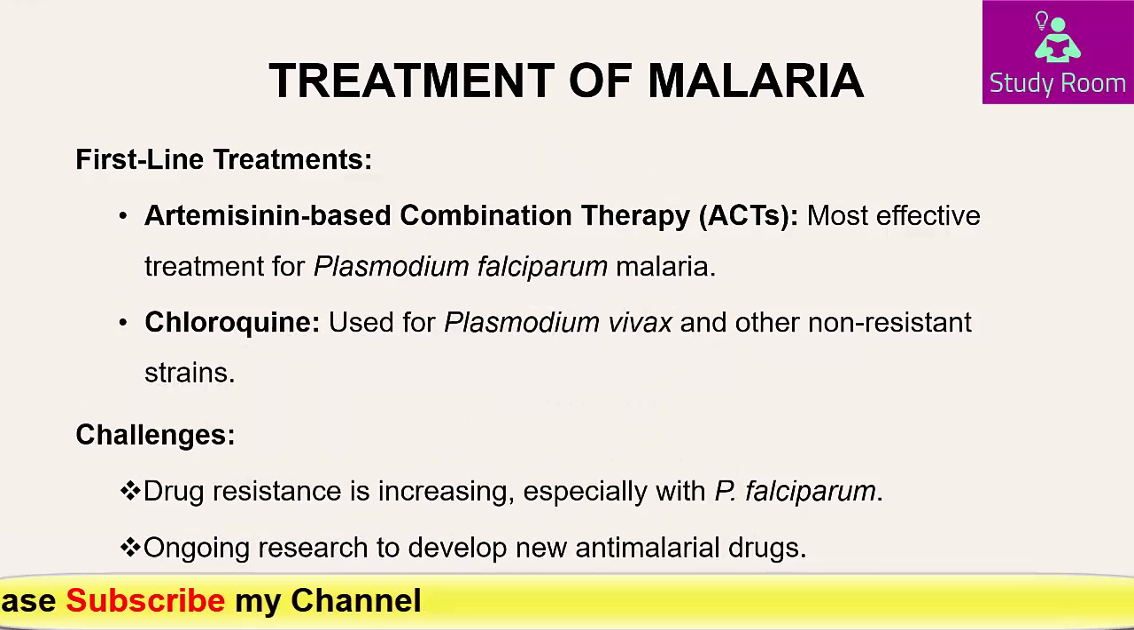Then, treatment of malaria. First-line treatments: artemisinin-based combination therapy, ACTs, the most effective treatment for Plasmodium falciparum malaria; chloroquine, used for Plasmodium vivax and other non-resistant strains. Challenges: drug resistance is increasing, especially with P. falciparum. Ongoing research to develop new anti-malarial drugs.